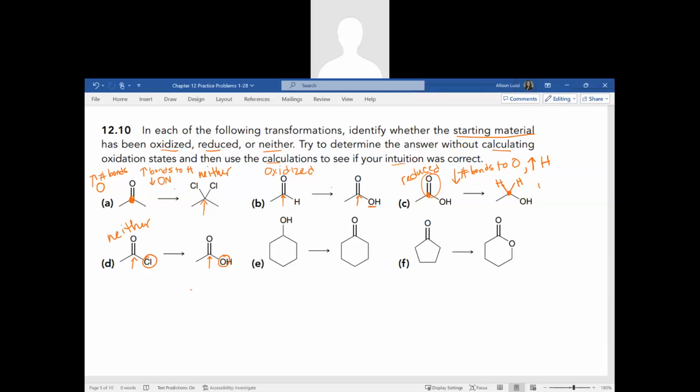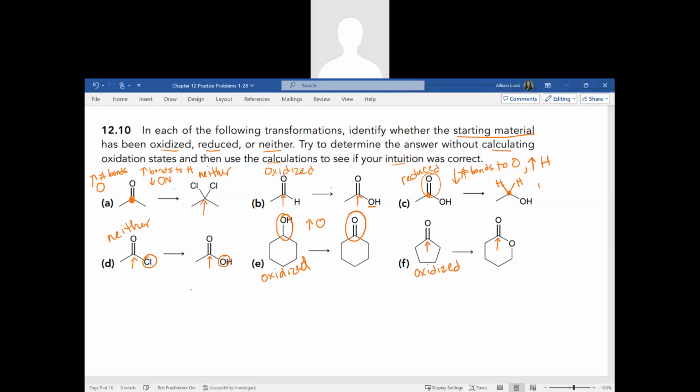Let's take a look at E. In E, we have a single bond between this carbon and oxygen. Now we have a double bond, so we've increased the number of oxygen bonds. So this guy is most likely oxidized. And let's take a look at our last scenario here. So this carbon has increased its number of oxygen bonds. So we would predict that this is oxidized.